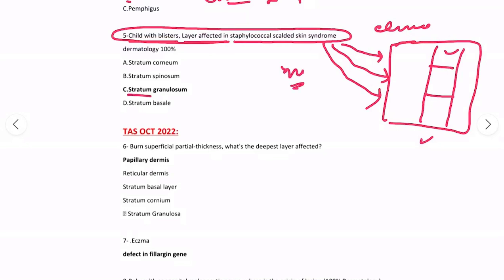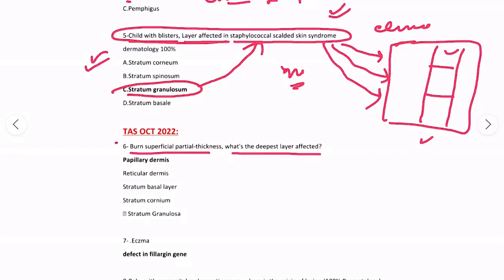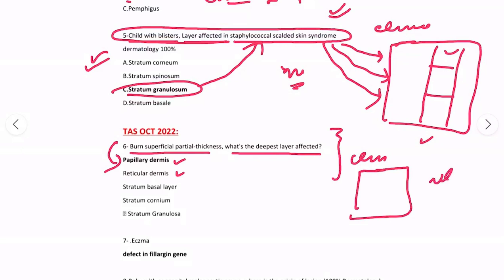So the stratum granulosum is the layer that is affected with Staph aureus. I have not taken a screenshot for that, but we have discussed all the clinical cases in detail for this dermatology. Next, a superficial thickness burn. What is the deepest layer affected? That is your papillary dermis. There are two layers, papillary and reticular dermis. This I also have shown you in the clinical cases. The burns, which layers are affected, are given in your illustrated and SOP book. So this is the papillary dermis, in the superficial partial thickness, your first degree burns.